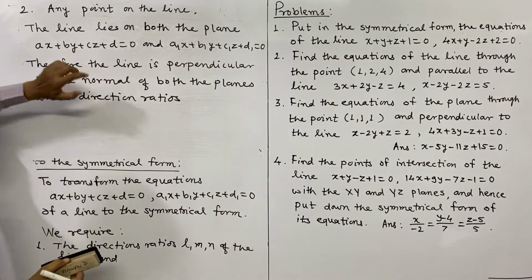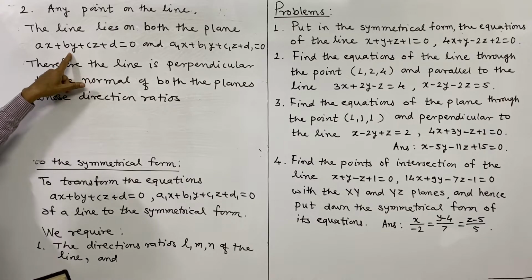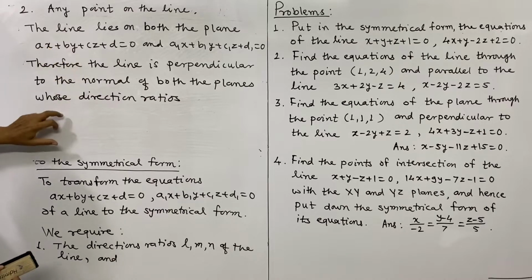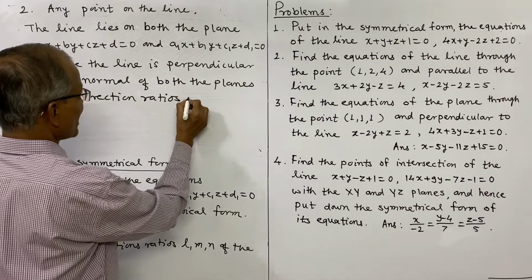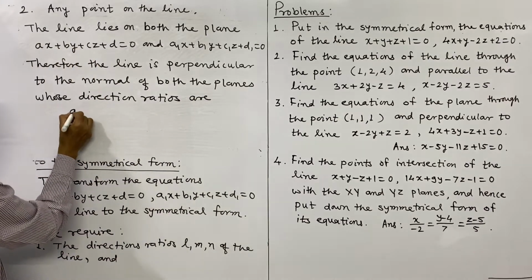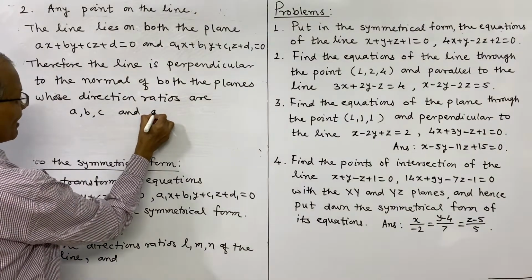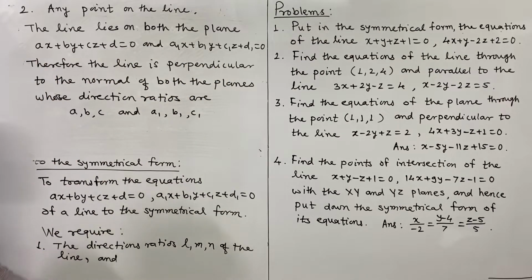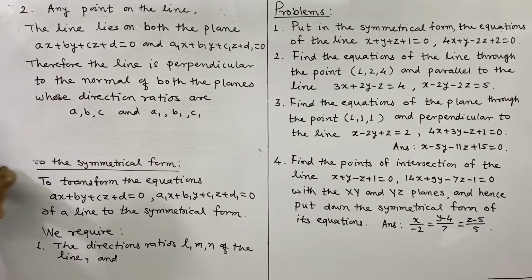Normals, and we know the DRs of the normal to the first plane. The coefficients of x, y, z represent the direction ratios of the normal. So the direction ratios are A, B, C, and for the second, A1, B1, C1. These are the direction ratios of the normals to both the planes, and the line is perpendicular to these normals. So now we use the condition of perpendicularity.